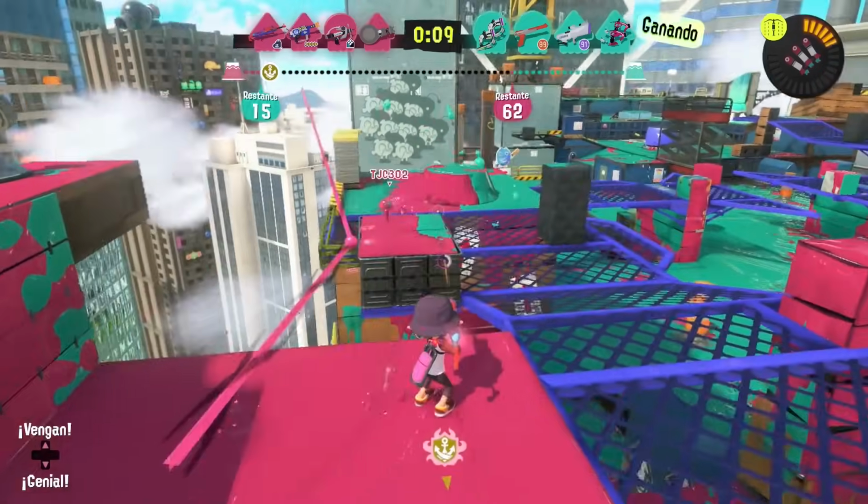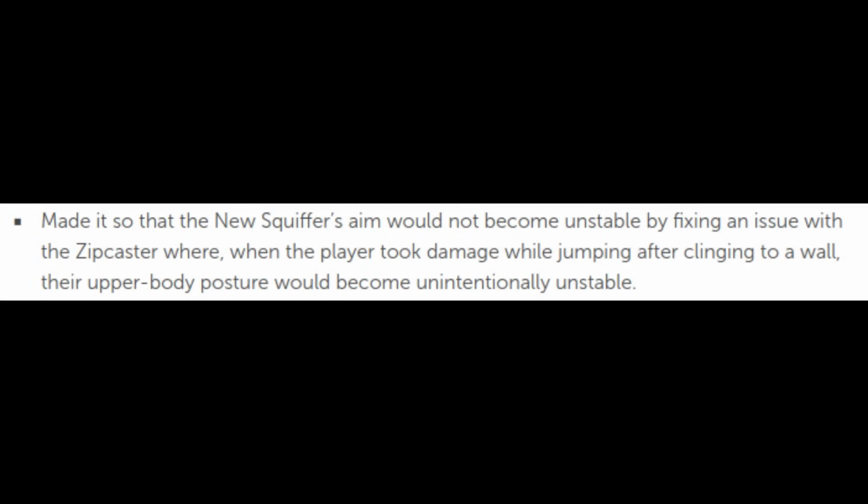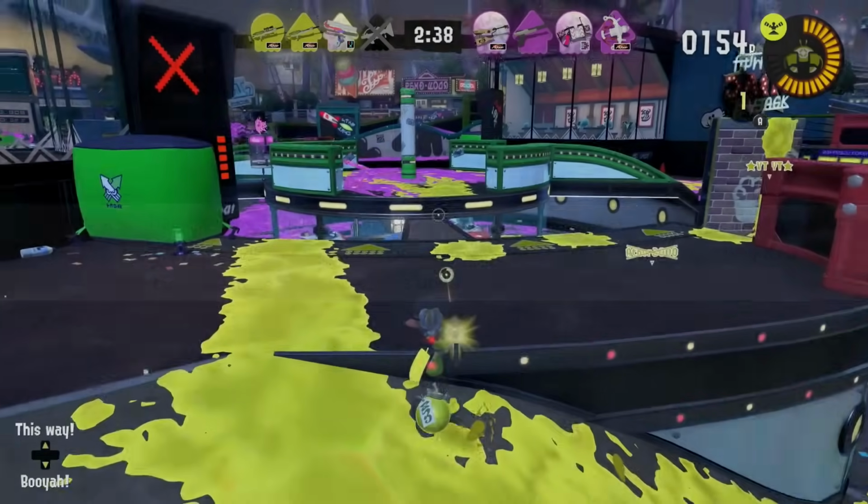Before version 3.0.0, repeated tap shots were difficult to hit because the upwards kick animation would cause the shots to spawn higher than expected. Before version 7.2.0, whenever a new Squiffer user would use Zipcaster and get hit, it would cause the player to jitter around a bit, throwing off the aim. I don't have any footage of this, though.